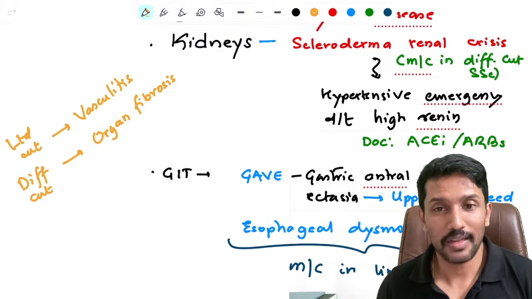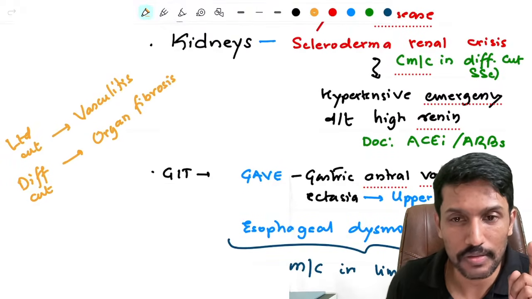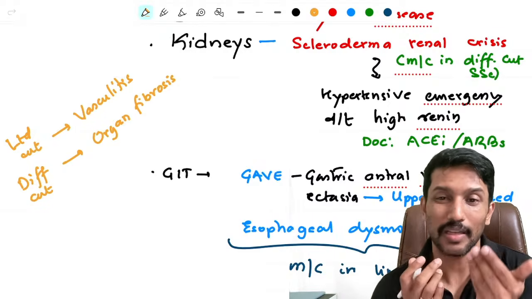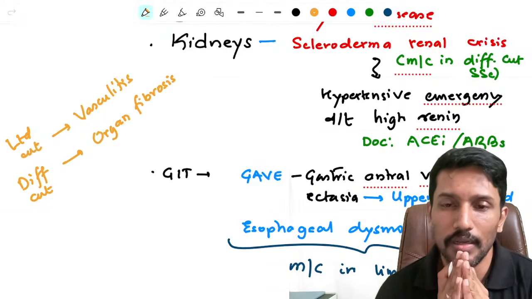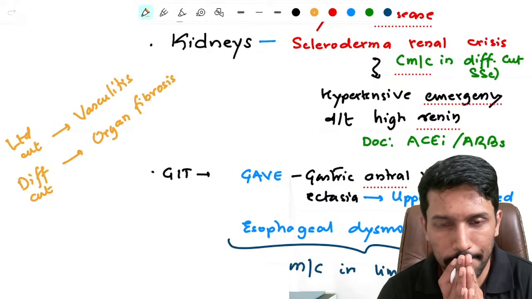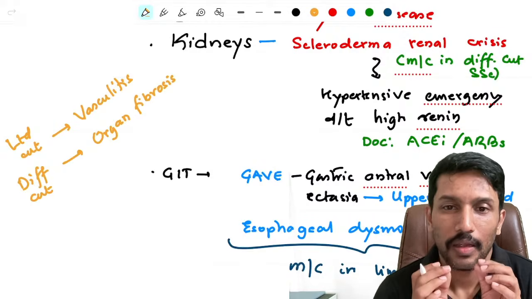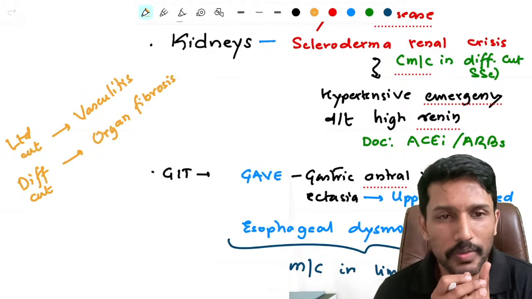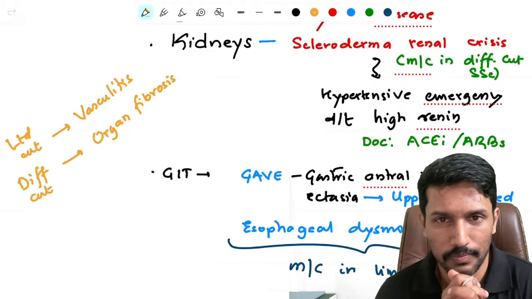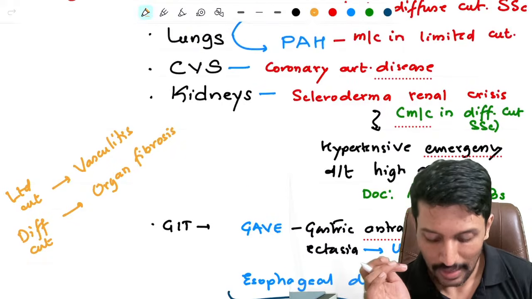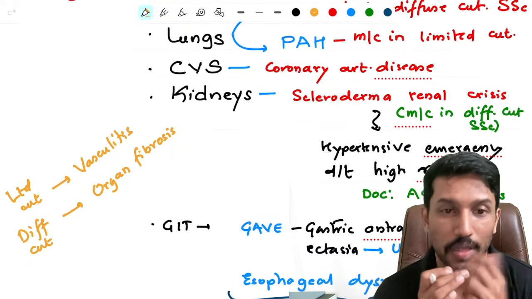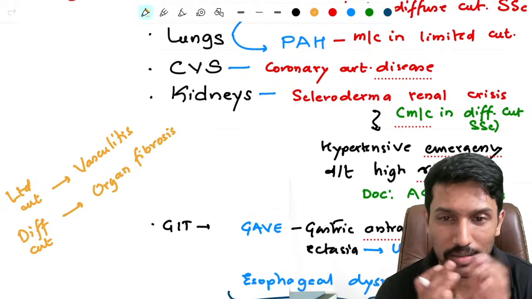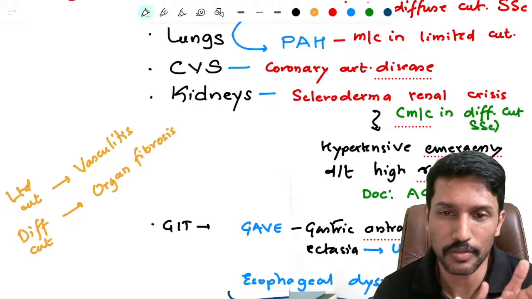So pulmonary arterial hypertension. Am I thinking about blood vessel or organ fibrosis? Pulmonary arterial hypertension, artery. I'm thinking about blood vessel. So where will it be more common? Limited cutaneous. Okay. Then gastric antral vascular ectasia, vascular. Where will it be more common? Limited cutaneous. Right. On the other hand, ILD, lung fibrosis. Where is it more common? Diffuse cutaneous. Scleroderma renal crisis, kidney involvement, organ, again, where is it more common?